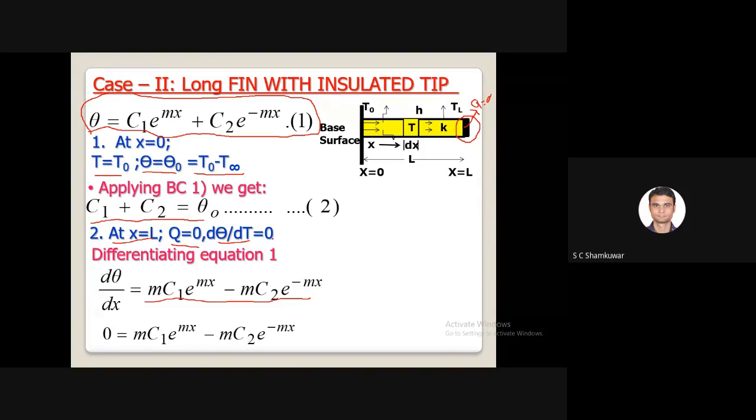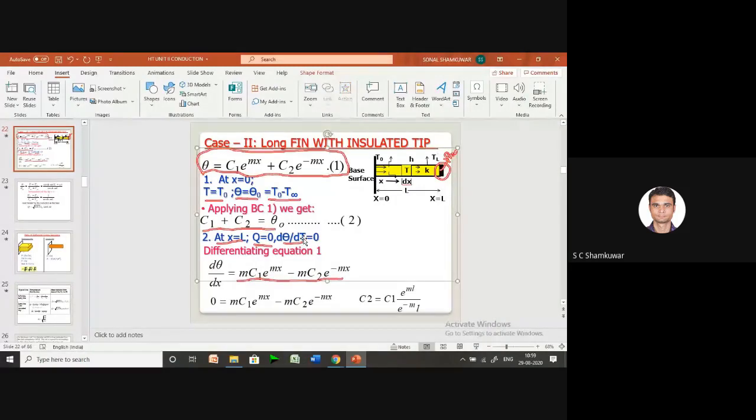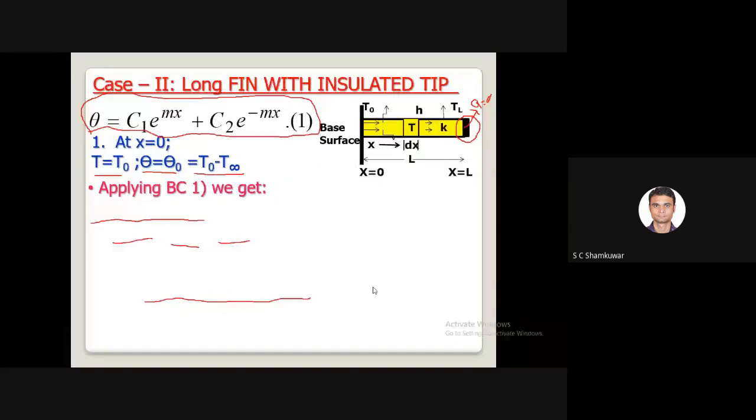So if you apply two boundary conditions now, which case are we referring to? Again, we are referring to the case where the fin is long enough with the other end insulated. If the other end is insulated, what will happen? Through this end, the Q will be 0. At a distance of x is equal to L, Q is equal to 0, so there will be no heat transfer. Therefore, d theta by dx will be 0.